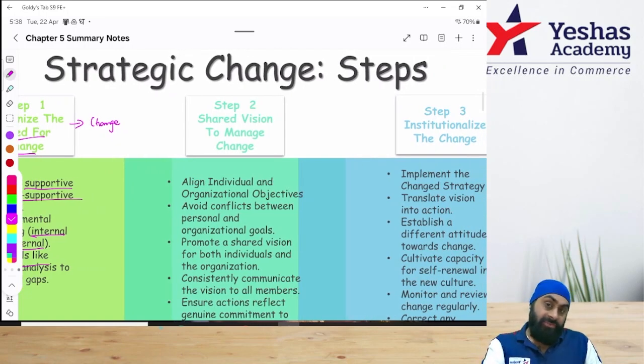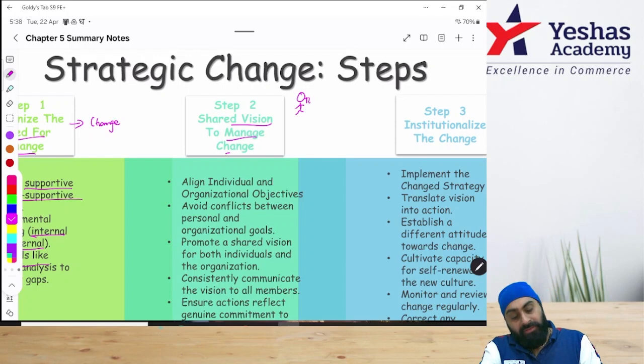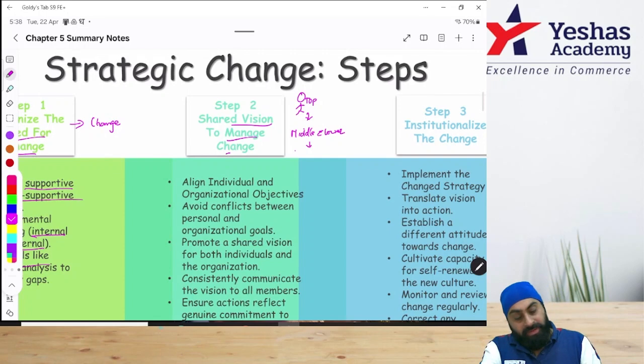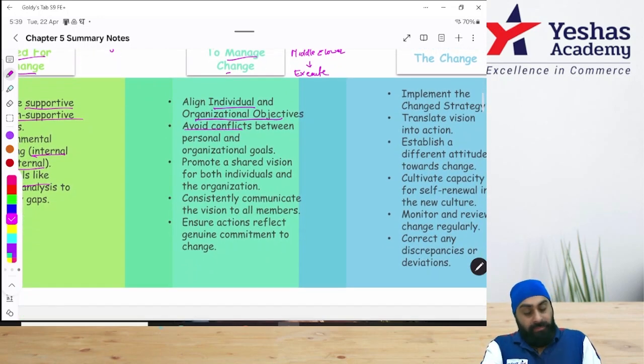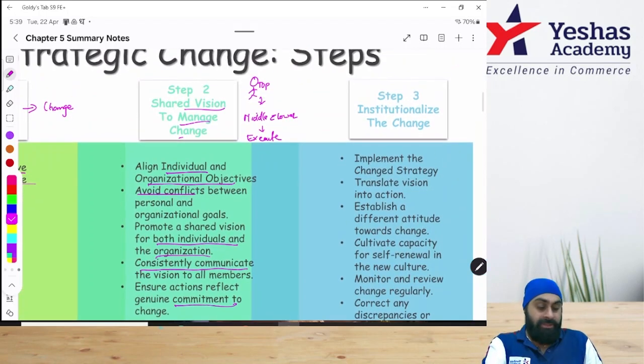After you understand there is a need to change the business or the environment in the business, you share that vision so as to manage the change. See, the top level is always thinking of change. But if it does not communicate with the middle and the lower level, that will never ever change, because these are the people who are executing the change. So it is very important to communicate the change with them, so that they can align their individual goals with organizational objectives. There will be no conflict between them and the organization. You are promoting both the individual and the organization. You have to consistently communicate with them so that their commitment towards change increases. Institutionalize the change. Implement the change. Translate vision into action.